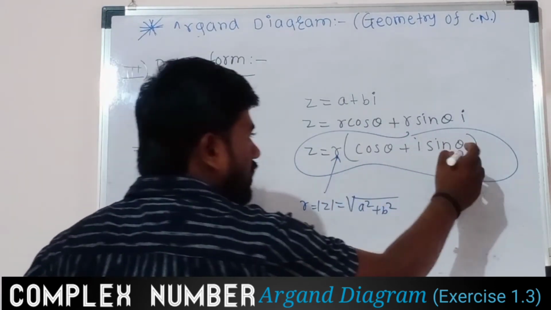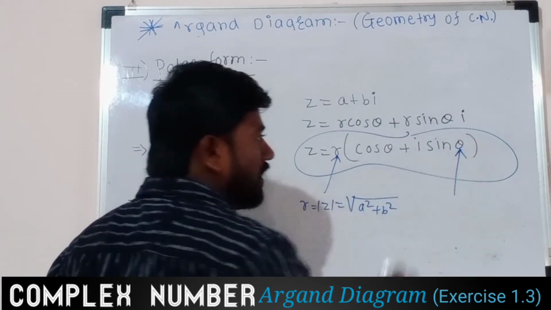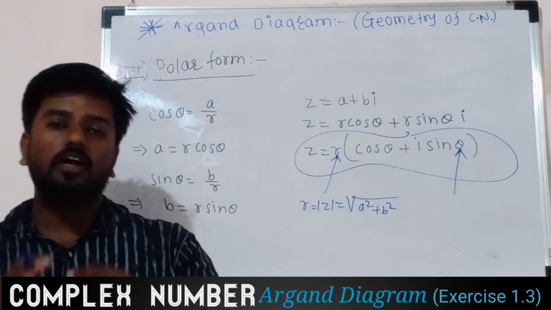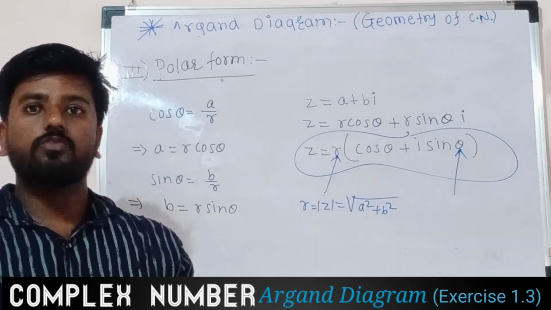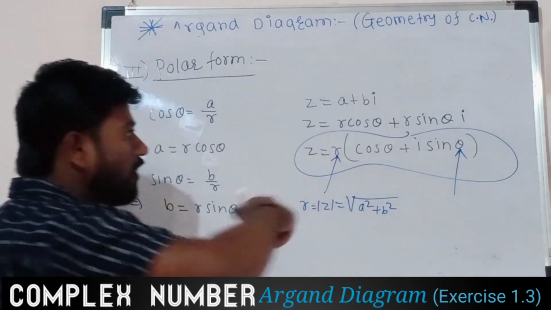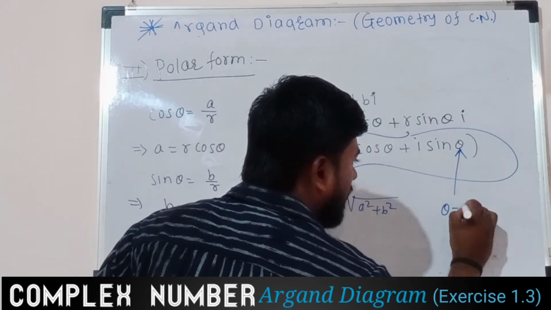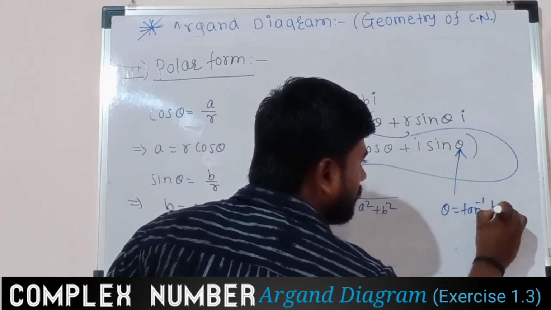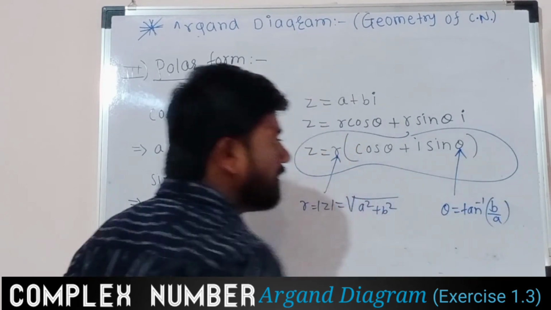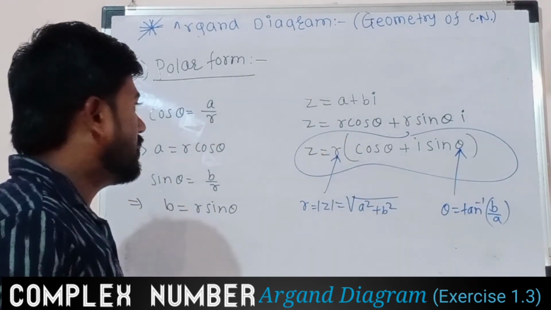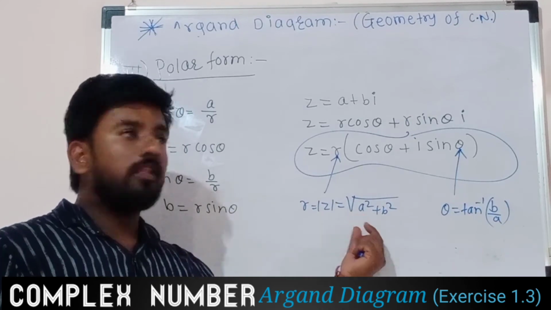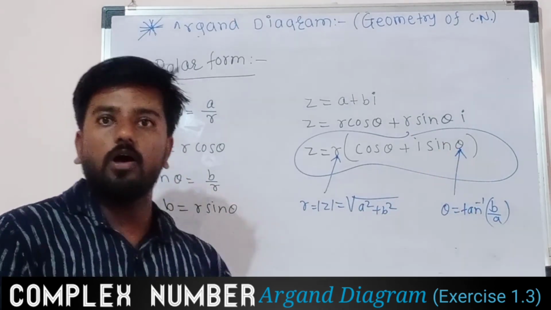And here, students, this theta, so what is theta? Theta is nothing but the argument of z. So what is the formula for argument? Argument is nothing but tan inverse b upon a. So r equals modulus and theta equals argument.